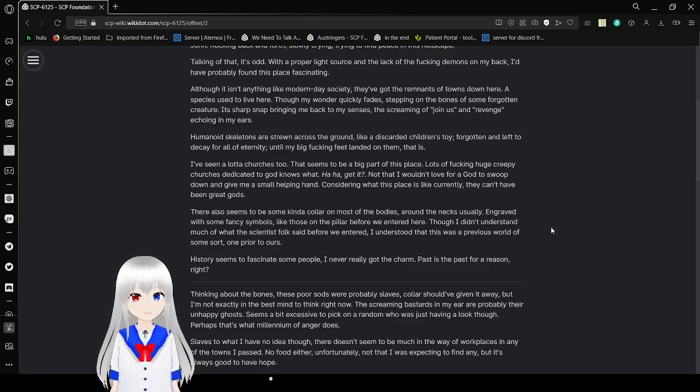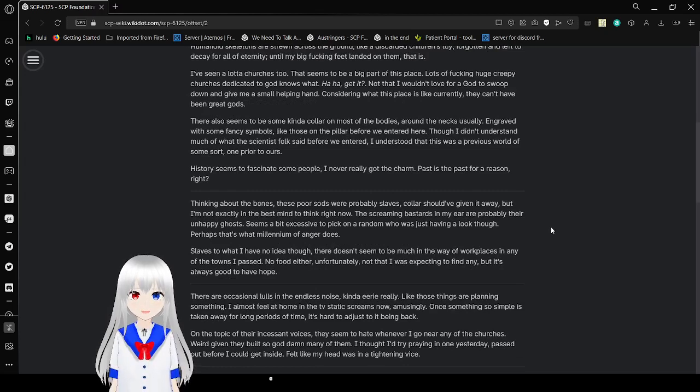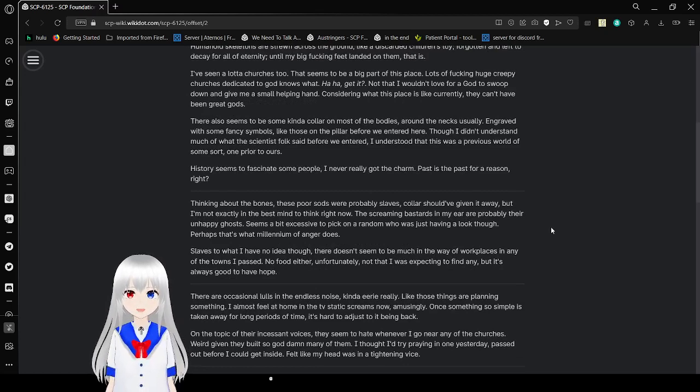Get it? Not that I wouldn't love for a god to swoop down and give me a small helping hand. Considering what this place is like currently, they can't have been great gods. There also seems to be some kind of collar on most of the bodies, around the necks usually, engraved with some fancy symbols, like those on a pillar before we entered here. Though I didn't understand much of what the scientist folks said before we entered, I understood that this was a previous world of some sort, one prior to ours.